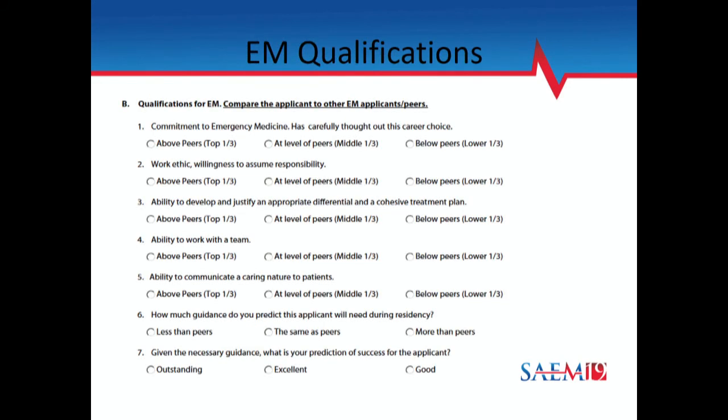Next, the qualifications. We're going to talk about this in a little bit more detail a little later in the talk, but basically you're taking all these different characteristics and saying, is this student at the level of their peers, above or below? The last two questions here ask, when they're in residency, how much guidance do you think they'll need? Again, at the level of their peers, more or less. And if we give them that guidance, which we should because that's our job in residency training, do you think they'll do well?